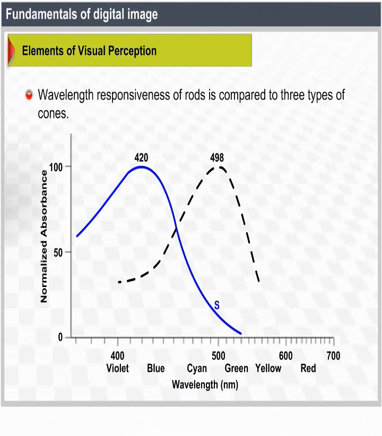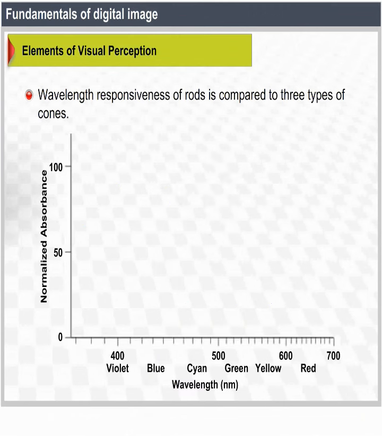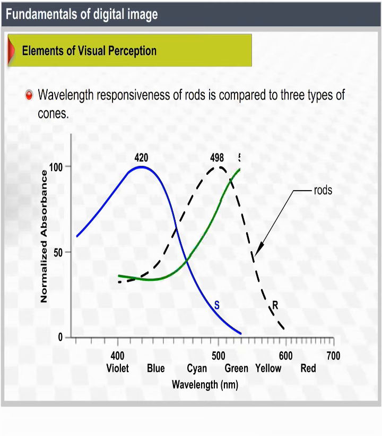Wavelength responsiveness of rods compared to that of 3 types of cones. The dashed gray curve is for rods.